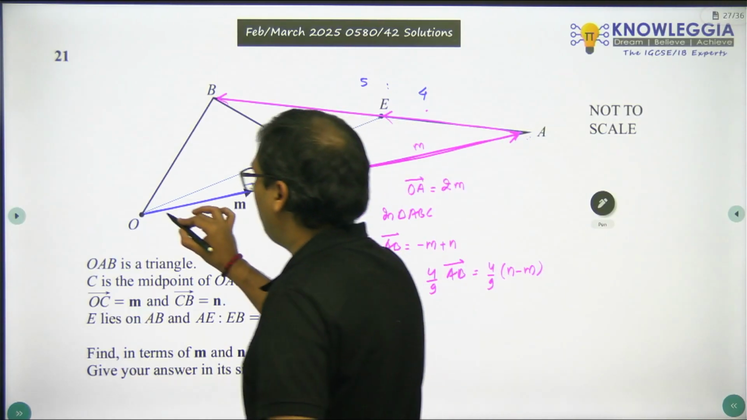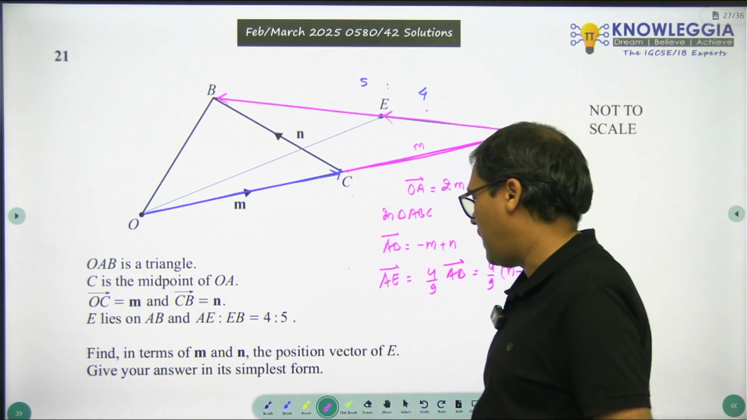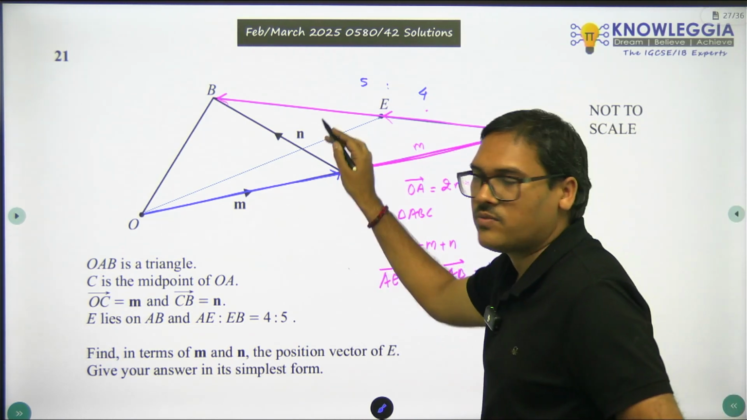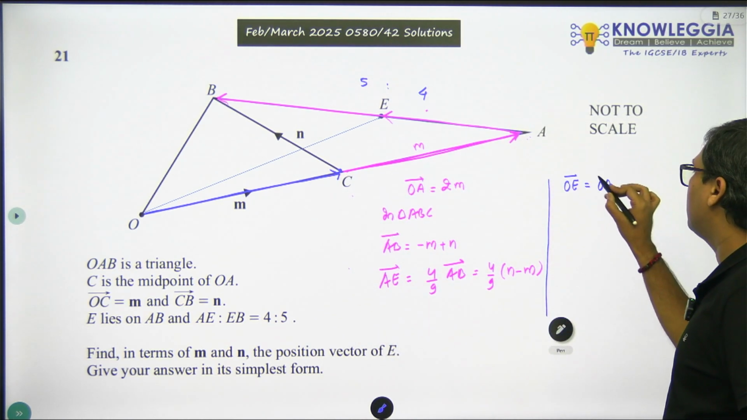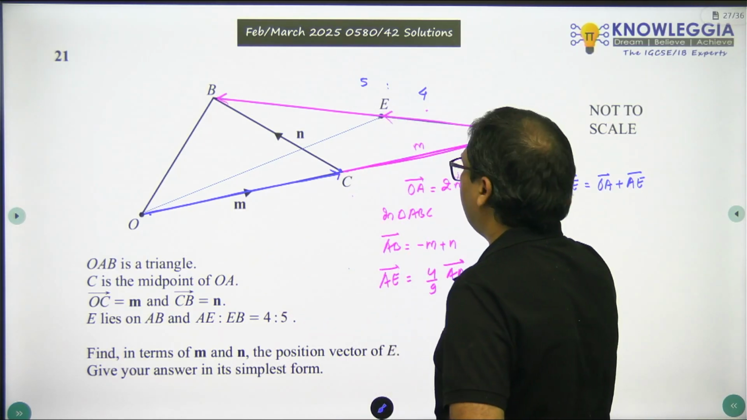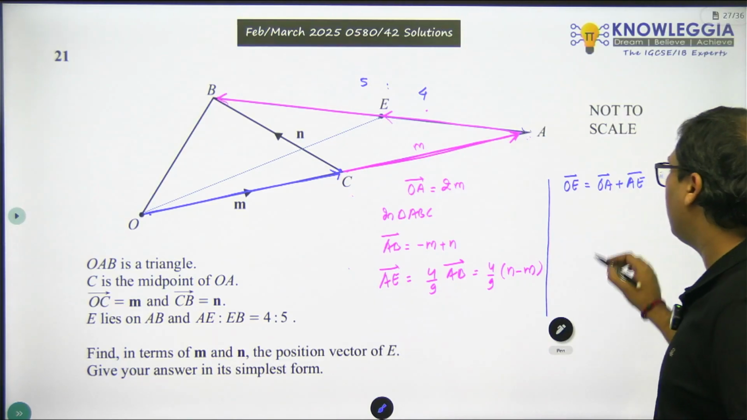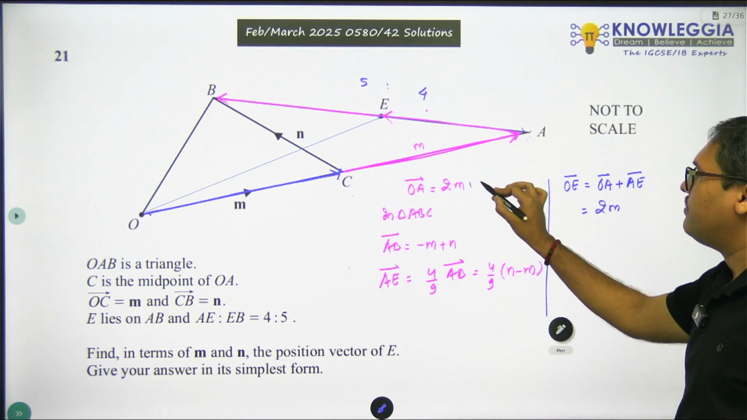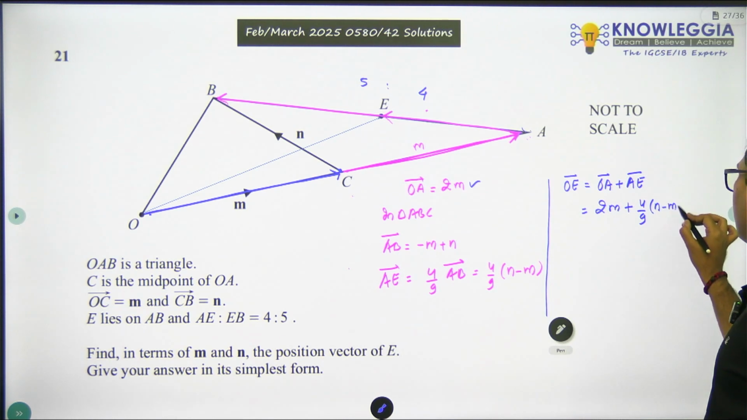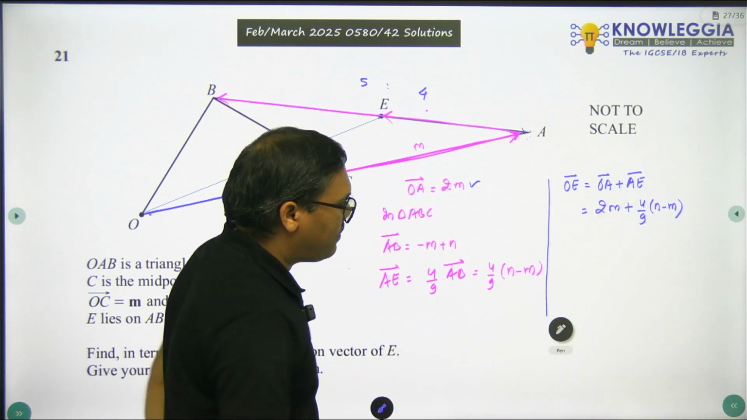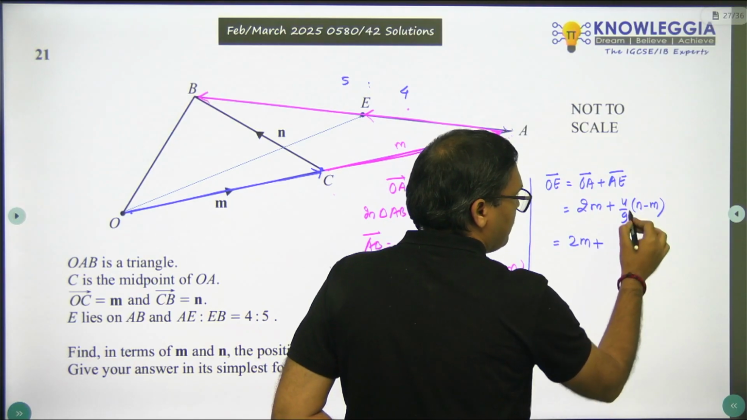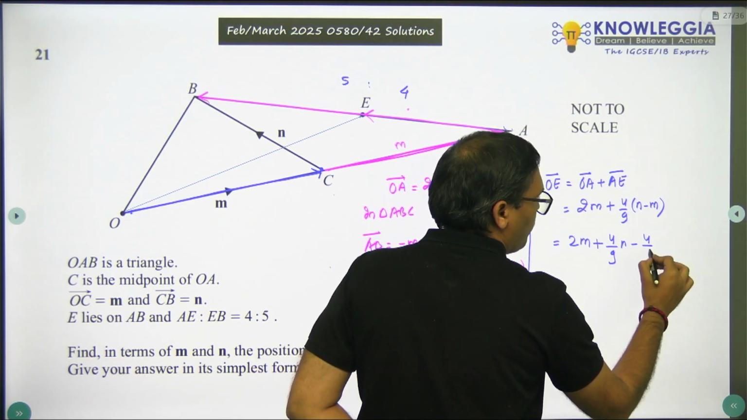Now if you want to find OE vector, I can now easily find this. How? See here, what is OE vector? OE vector is equal to OA vector plus AE vector. I hope this is clear. O to E is same as O to A, that is OA vector, then A to E. Correct? Now what is OA vector? This is 2M. And what is AE vector? We have found this. This is plus 4 by 9 (N minus M). Correct? So now just simplifying this. If I simplify this, this is 2M plus 4 by 9 N minus 4 by 9 M.